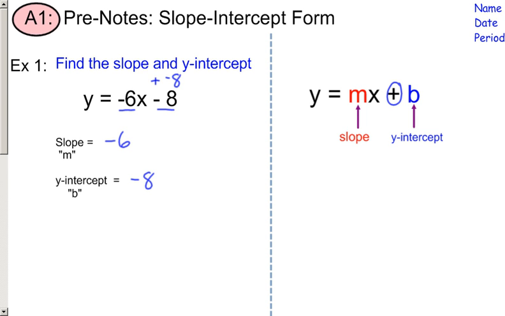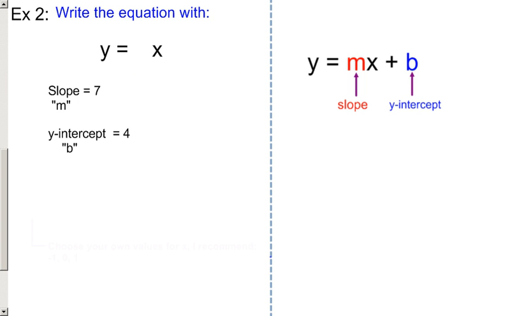Okay, let's look at example 2. Now in this equation, we've got y equals something x plus something. We want to actually write the equation, and this time we're given the slope. The slope in this case is 7. And the y-intercept is 4. So if you think of it like substitution, if the slope is 7 and the y-intercept is 4, all I need to do is substitute them back in.